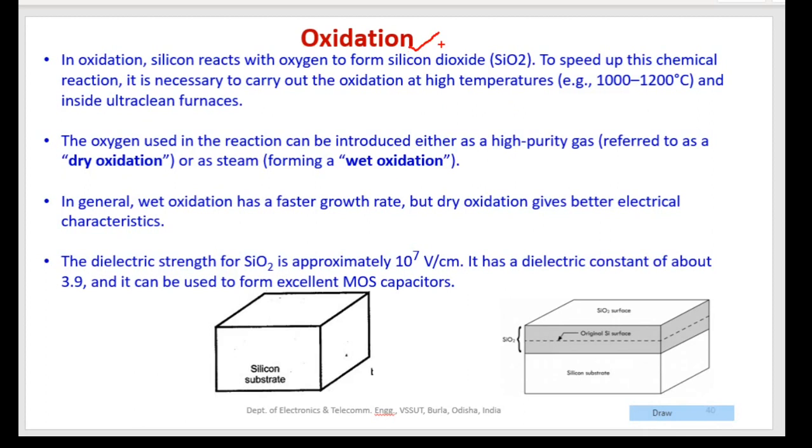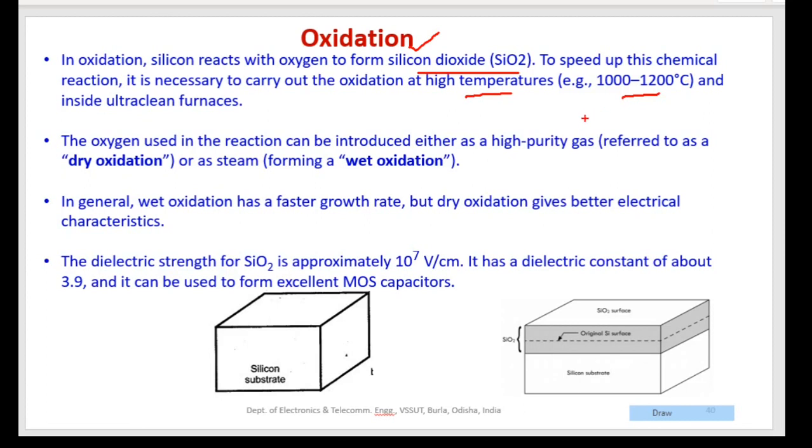So let's start with the first common step. This is called oxidation. Oxidation of what? Oxidation of silicon wafers, because on these wafers we are going to fabricate ICs. So what happens if we perform the oxidation process of silicon? It will form an insulator called silicon dioxide. It is done at high temperatures, around 1000 to 1200 degrees Celsius, right?